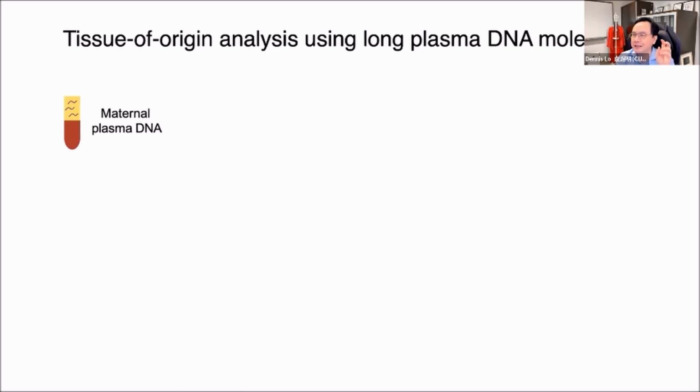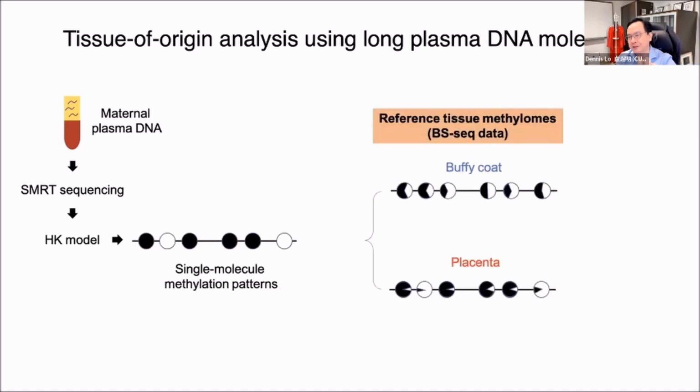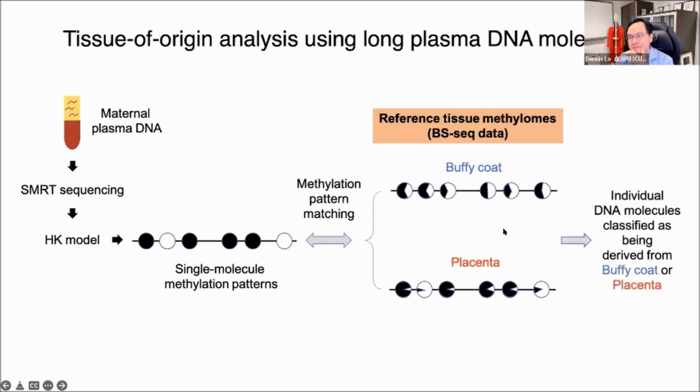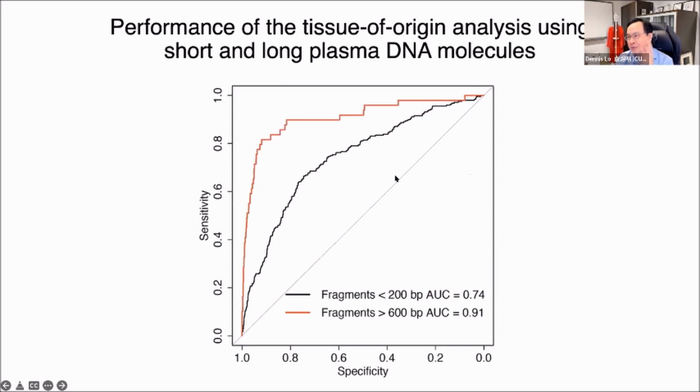So now we wonder, okay, can I use this HK model directly on plasma DNA? If I do that, then I have the DNA sequence in plasma, and also have the methylation status. And then I can just map the methylation patterns of this circulating DNA directly with where it comes from. And indeed, we find that we can do that.